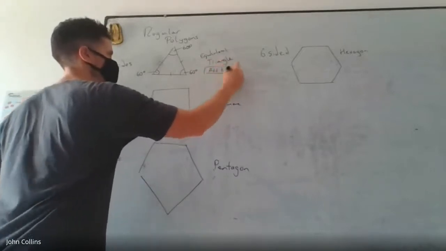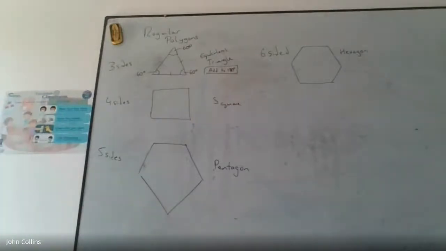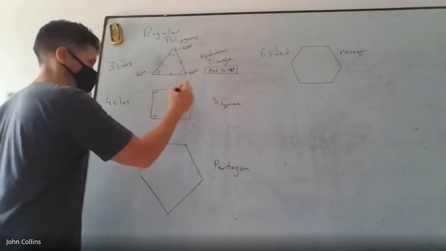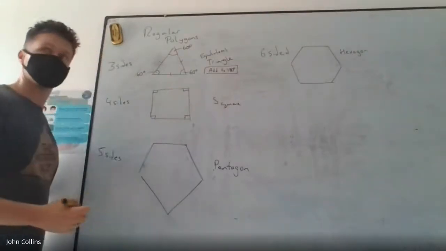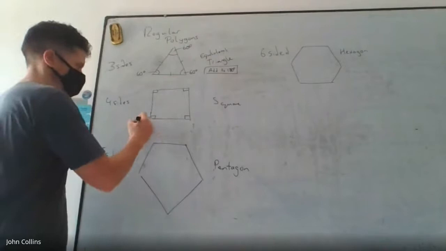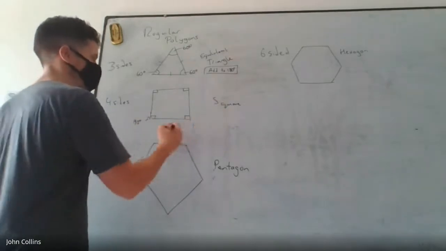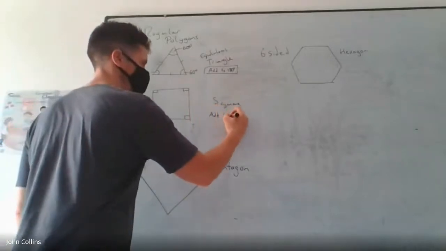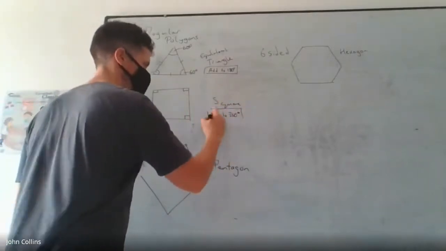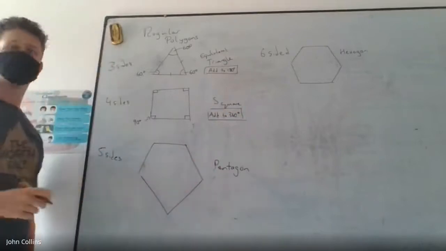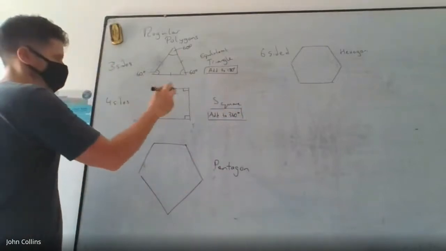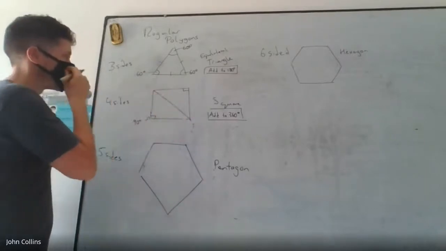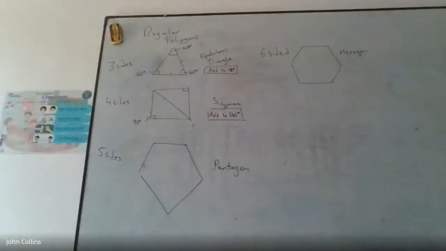For the square, all the angles are right angles. So there are 90 degrees each, and there are 4 of them, and they add up to 360 degrees. We said that yesterday. The reason is that a 4-sided shape can be split into 2 triangles.